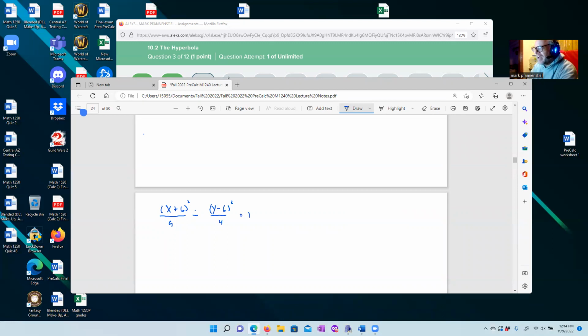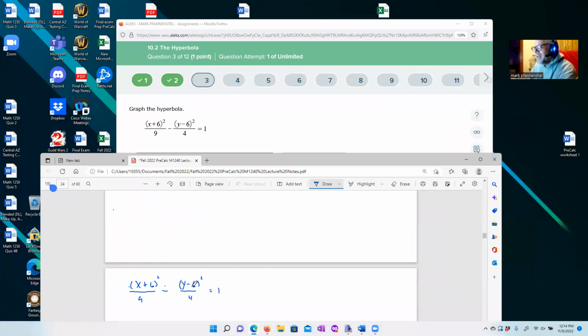Okay, this is going to be a left-right hyperbola because the sign on your x value is a positive number, as opposed to an up and down one, where y is a positive number and x is negative. Okay, the y variable is negative. How do we know it's a hyperbola? Other than we are in 10.2, and we know we're in hyperbolas, the x variable is squared, the y variable is squared, and there is a negative sign between them. Okay, it equals 1. So that's how we're going to start this thing.